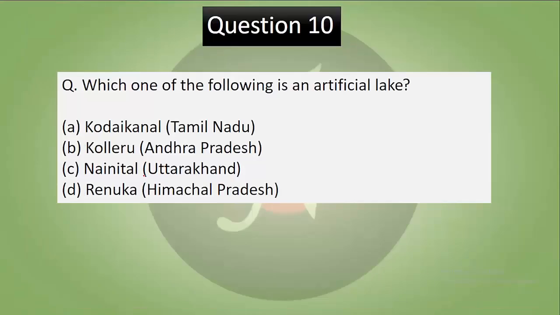Next, question number 10. Which one of the following is an artificial lake? Kodai Canal, Tamil Nadu; Kolleru, Andhra Pradesh; Nainital, Uttarakhand; Renuka, Himachal Pradesh. Pause the video, try to answer. So basically your correct answer is A.